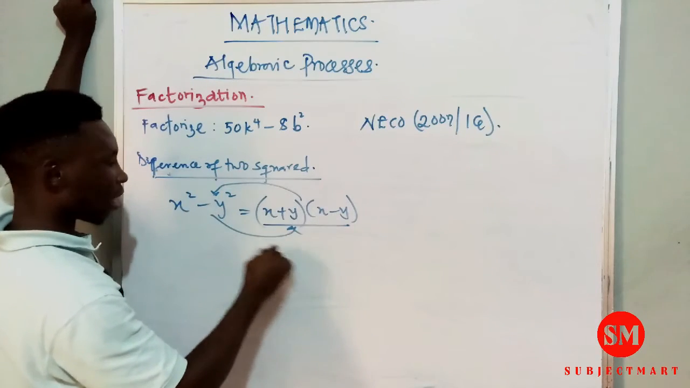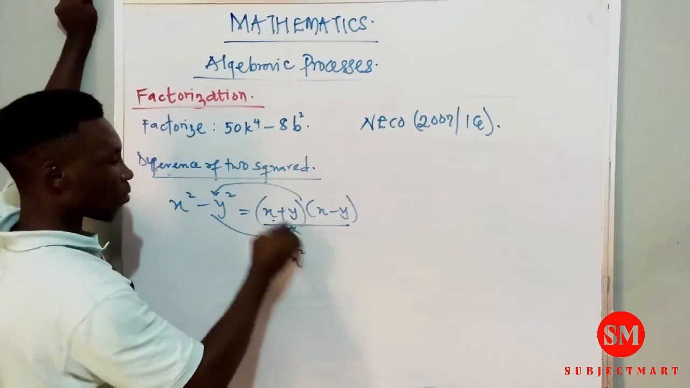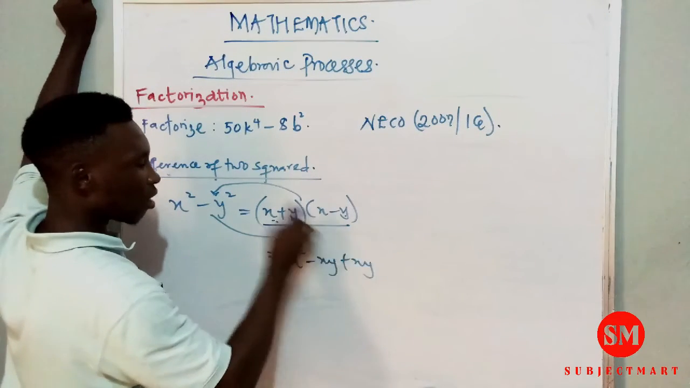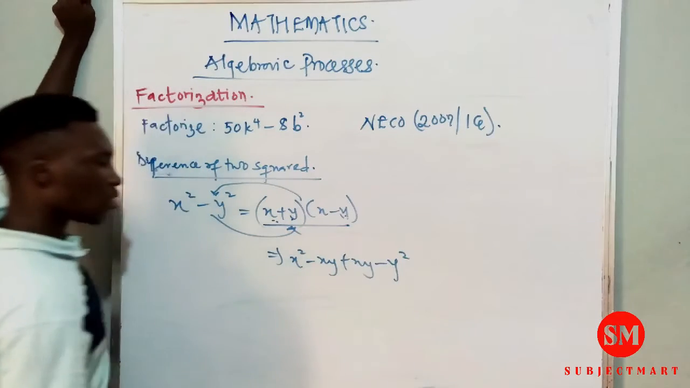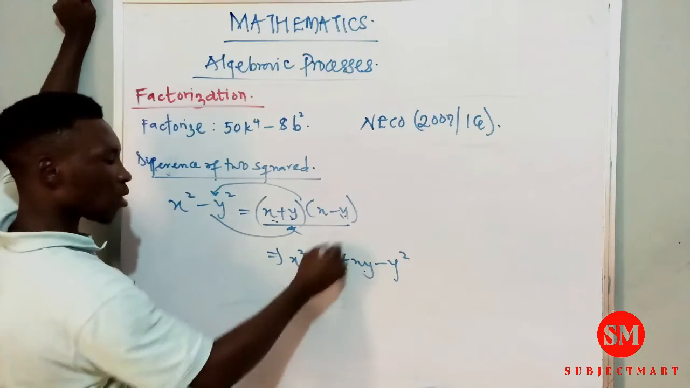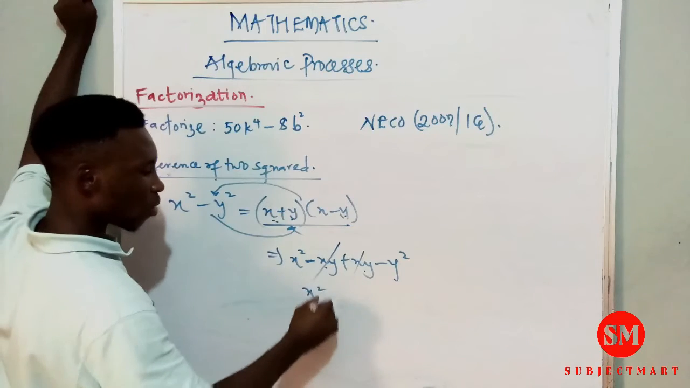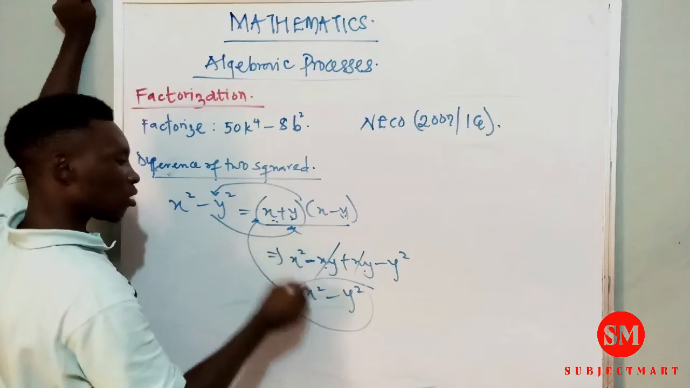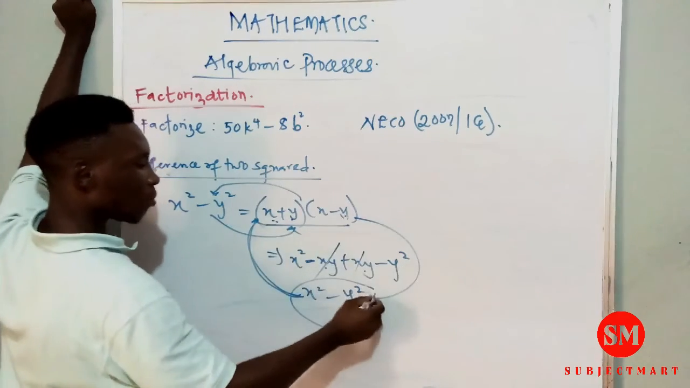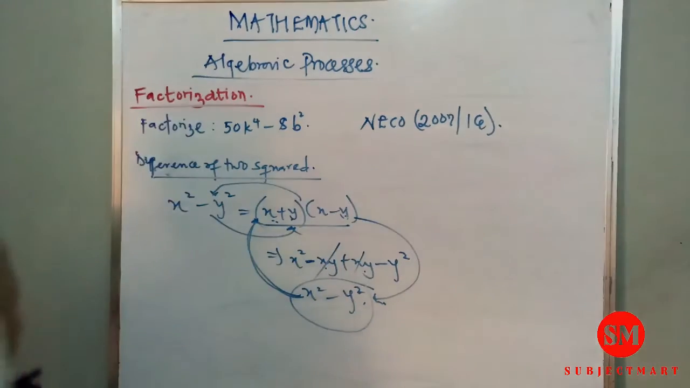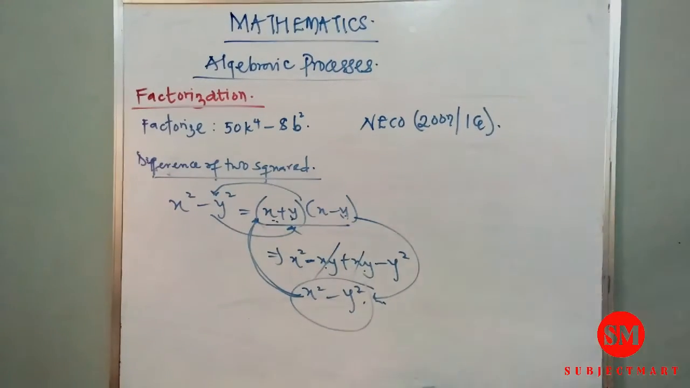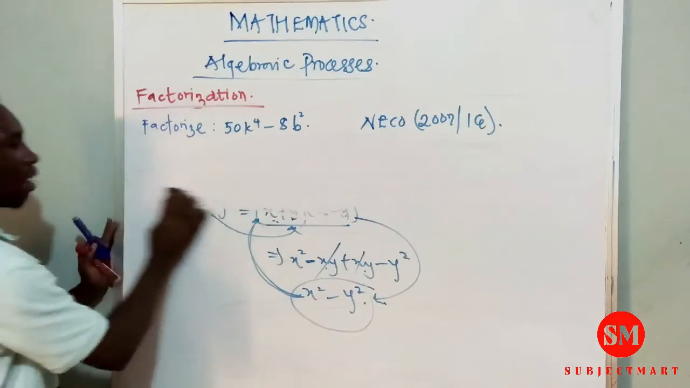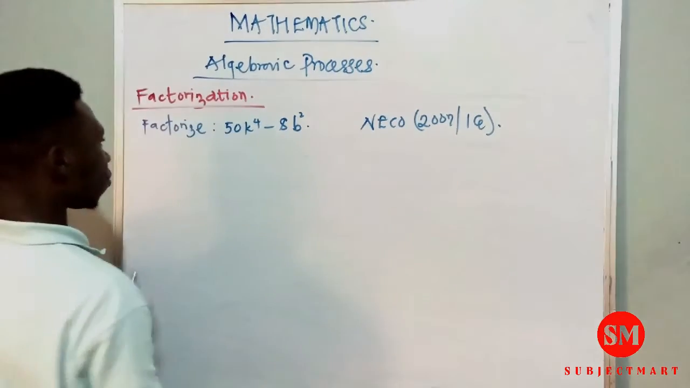Let us expand for better confirmation. x times x here gives x squared. x times this gives minus xy, plus y times this is plus xy. This times this is minus y squared. So at this junction, I have minus xy plus xy, so this cancels out. Then I am left with x squared minus y squared. Now, paying attention, this expression can be this, and this expression can be this. So, for a better understanding of this particular expression, we're going to use this idea to solve this particular NECO question that came out in the year 2007, question 16.